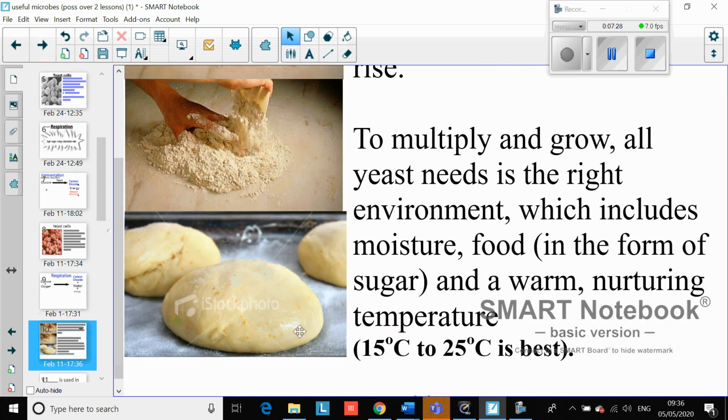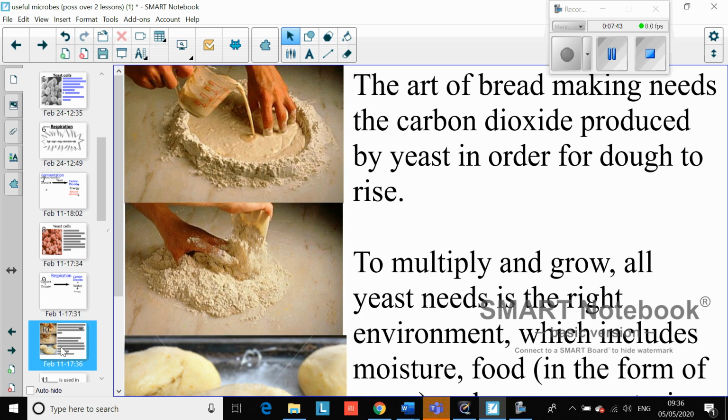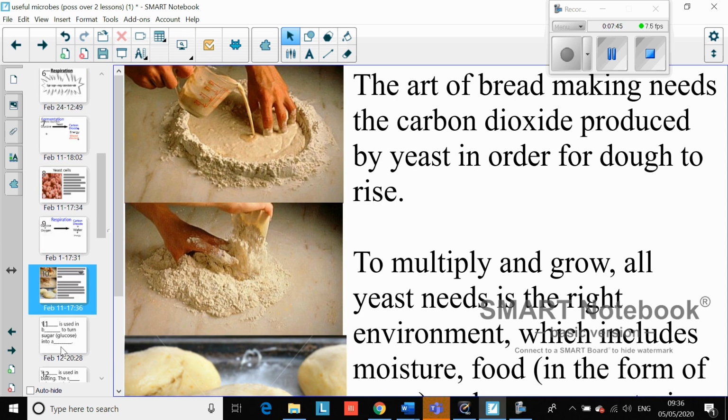Okay, so once you make your dough with the yeast in there, the carbon dioxide that they make from respiration will cause your dough to expand outward because they are producing carbon dioxide. And that's what makes bread light and fluffy, because it's got all these little air bubbles in.